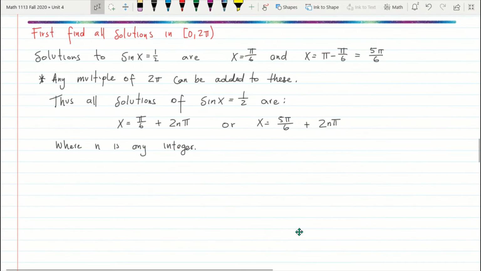So let's say that we want to find all of the solutions between 0 and 2 pi, right? Well, the first step is to find all of the solutions between 0 and 2 pi. So once we do that, which we already did in the previous steps, right? The solutions are sine of x equals 1/2. Well, the solutions to that equation are x equals pi over 6 and x equals 5 pi over 6. So those are the only two solutions that we have between 0 and 2 pi.